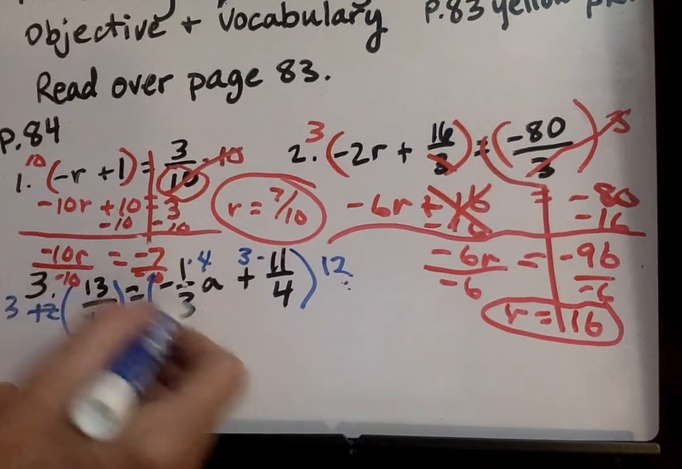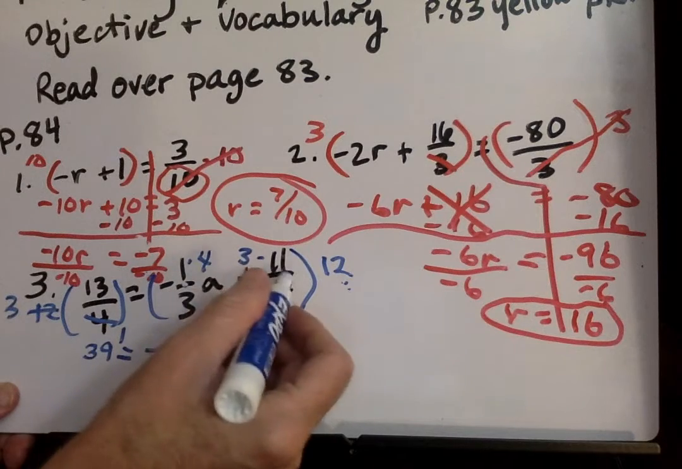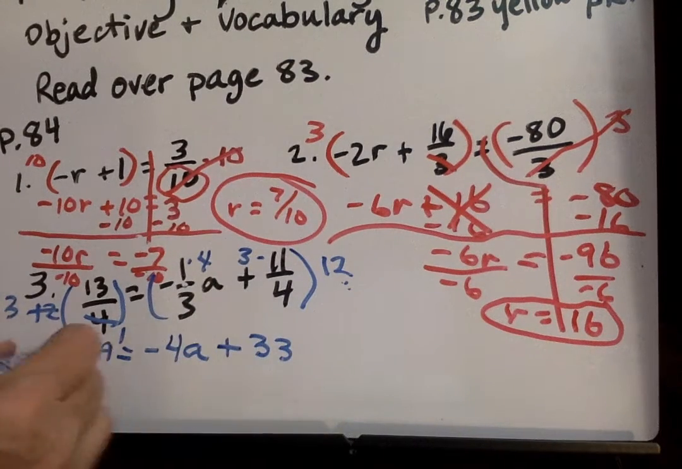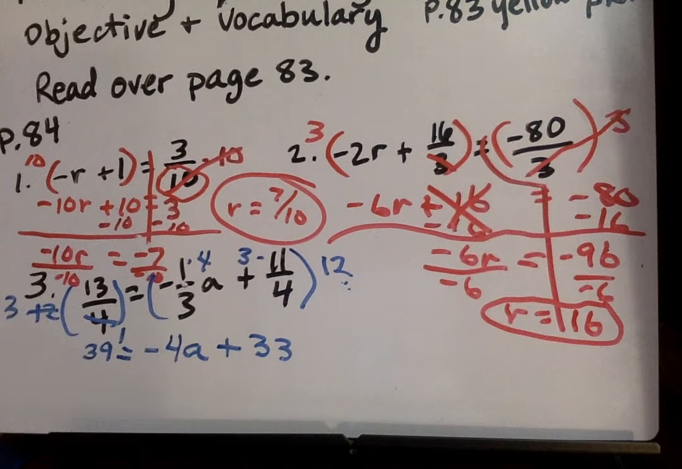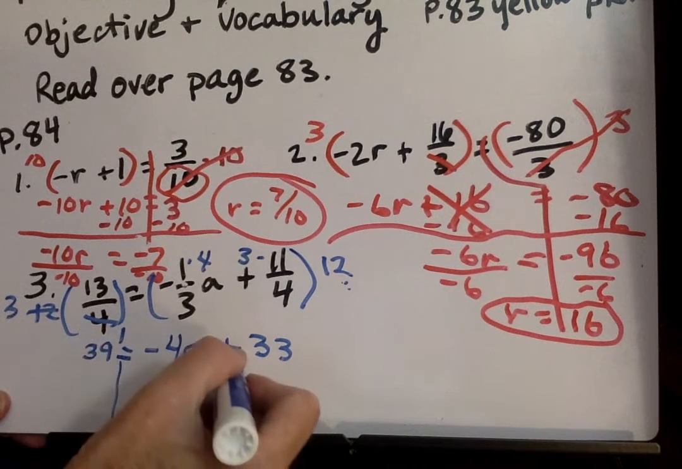There's only 1 here, but here there's 2 terms, so it's a little more complicated. 3 times 11 is 33. Now that's a much easier problem to solve than that other messy one with all the fractions. Next, I'm going to subtract 33 from both sides and just solve for a.